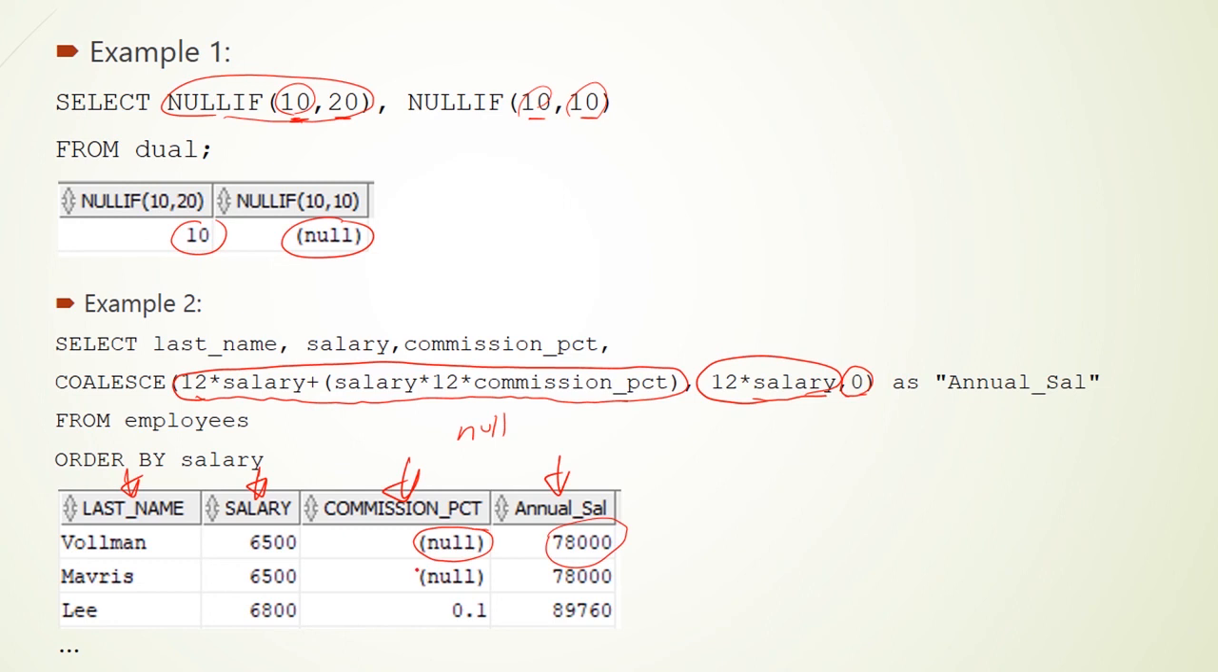For the second record, the commission_pct is null. So the first expression of the COALESCE is null. So in this case, Oracle will return the second expression, which is 12 multiplied by salary. So this is 12 multiplied by salary. For the third record, the commission_pct is not null. It is 0.1. So the first expression of the COALESCE, 12 multiplied by salary plus salary multiplied by 12 multiplied by 0.1, is not null. So in this case, Oracle will return here salary multiplied by 12 plus salary multiplied by 12 multiplied by 0.1. So this is how to use the COALESCE function in Oracle SQL.